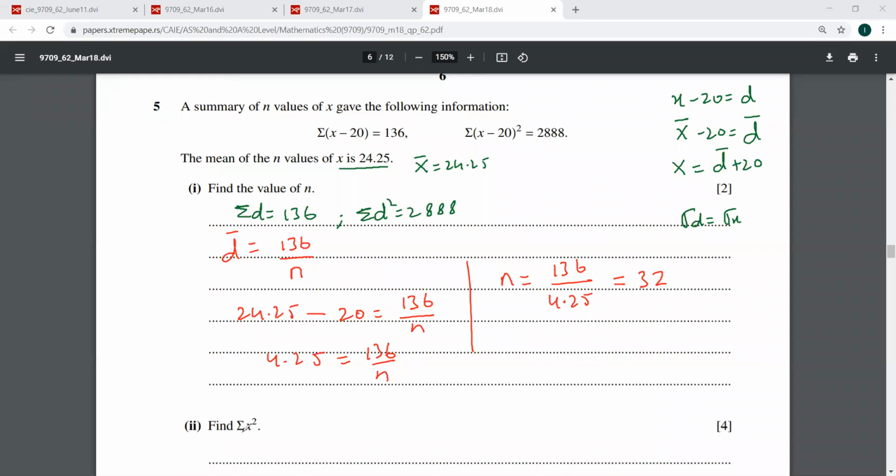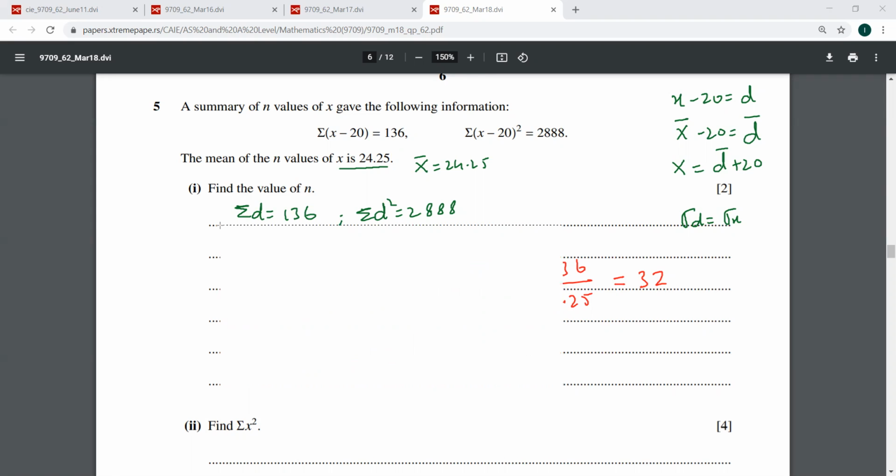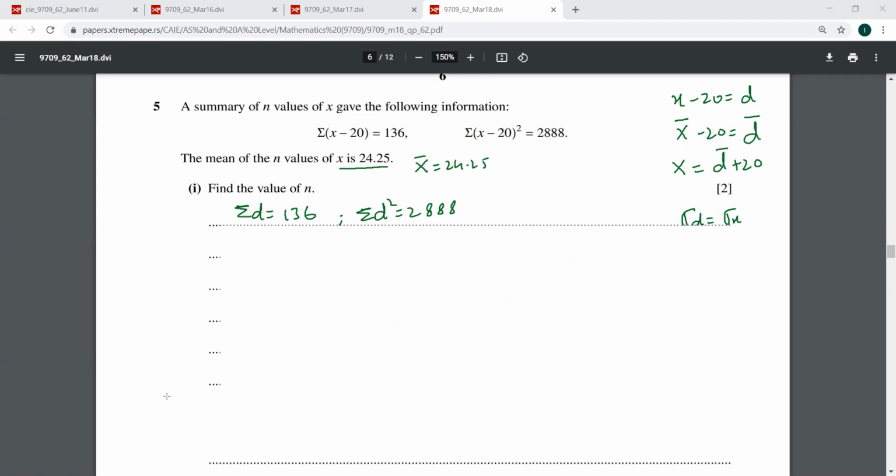Okay, in the second part, we have to find the sigma x square. Now, this sigma x square is actually a part of the formula of the standard deviation. Now, we have all those required values here to determine the standard deviation. Of the coded data, you have sigma d square, you have sigma d. So let me cover this area so that we can do that working for sigma x square. We're going to find the sigma x square now.